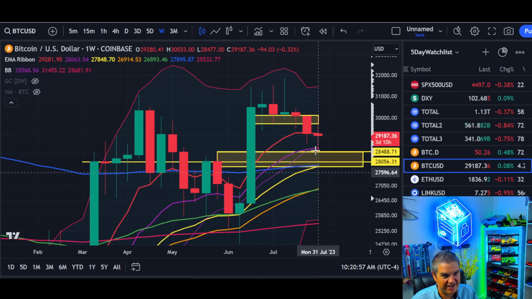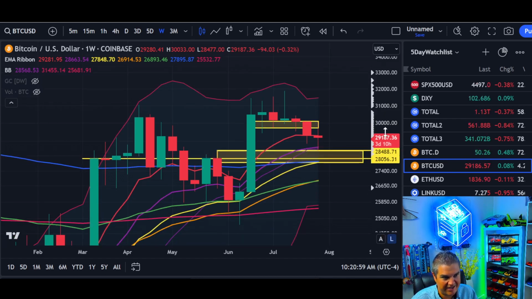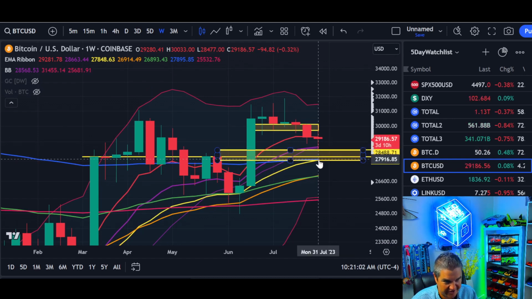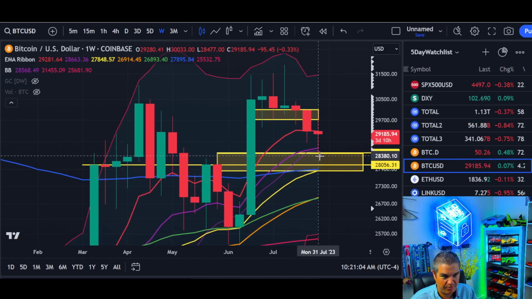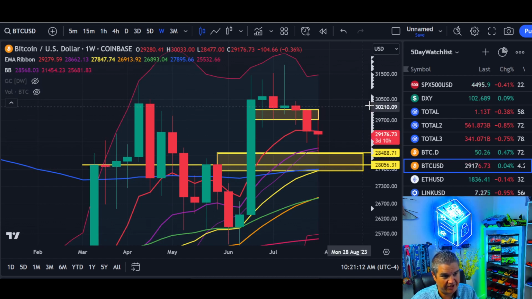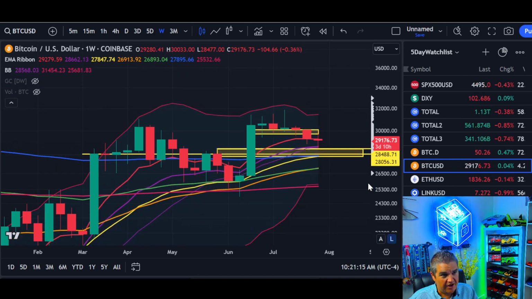So weekly chart, that is where I'd be looking for major support. That's a buy the dip scenario right there, right? Not financial advice, but I have multiple orders in. I have another order at 28.5 and another order in around 27.9. So just FYI, that's what I'm doing. You can do what you want.